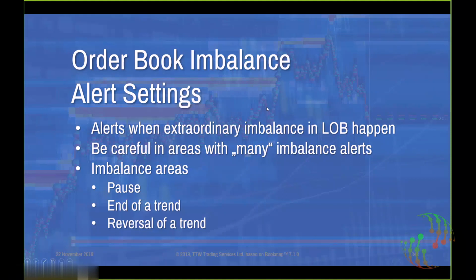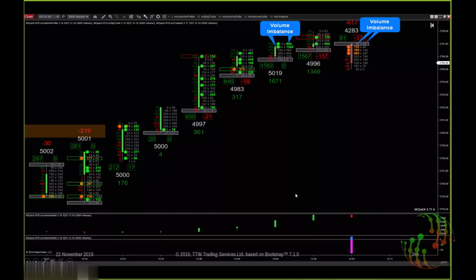The alert setting is quite helpful. It alerts you when an extraordinary imbalance in the limit order book happens. Be careful in areas with many imbalance alerts. This is my practical advice: imbalance areas indicate a pause, the end of a trend, or a reversal of a trend.